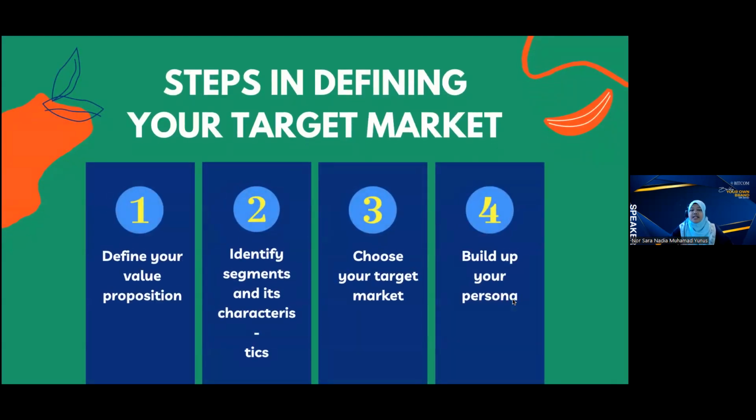Alright, basically we've done with all steps in defining your target segment. Okay, where we begin with defining your value proposition. And then we identify what are the segment characteristic. Out of 10 groups, we choose only 3 segments in step number 3, which is known as targeting. And the last one tadi, we build up our persona.